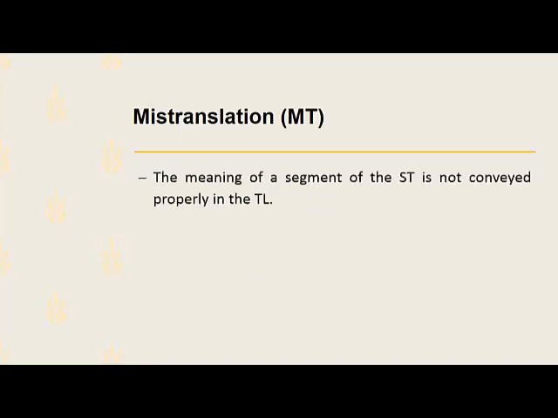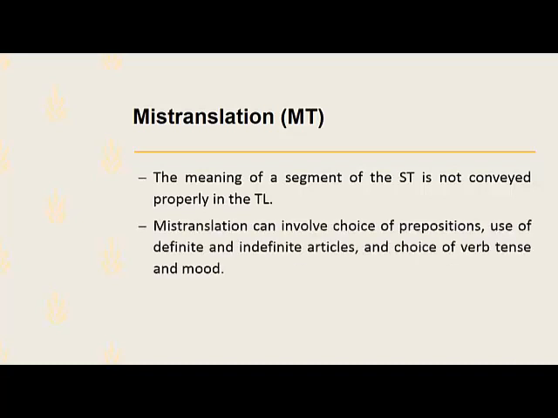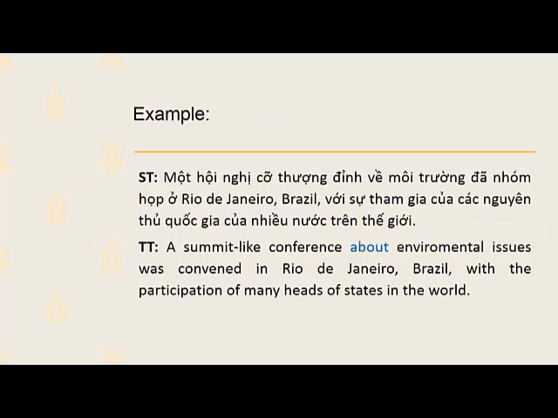Mistranslation. Mistranslation occurs when the meaning of a segment of the source text is not conveyed properly in the target language. Mistranslation can involve choice of prepositions, use of definite and indefinite articles, and choice of verb tense and mood. For example, the source text, một hội nghị cỡ thượng đỉnh về môi trường, and the target text, "a summit-like conference about environmental issues." In this case, the preposition "about" is misused. It should be "on".